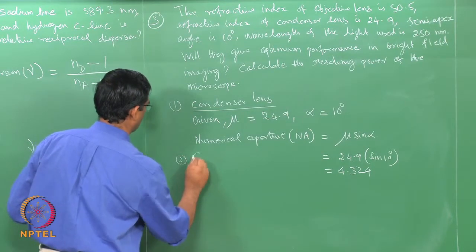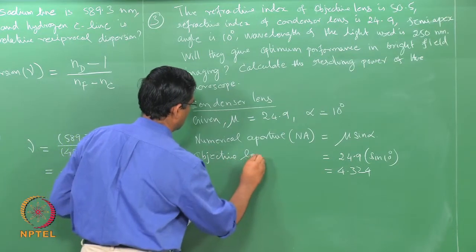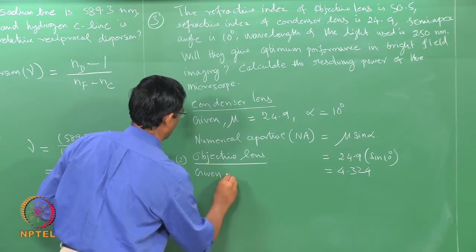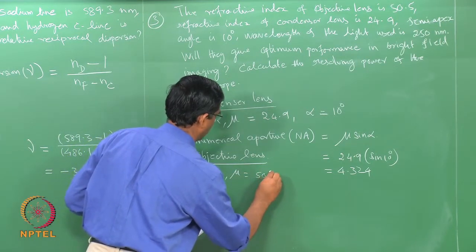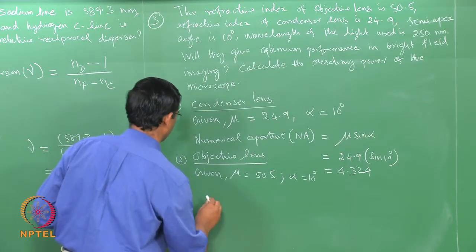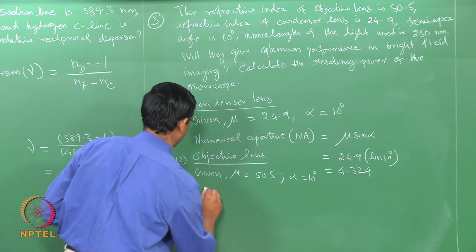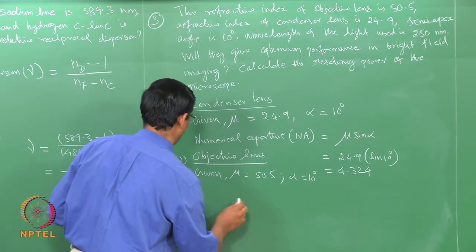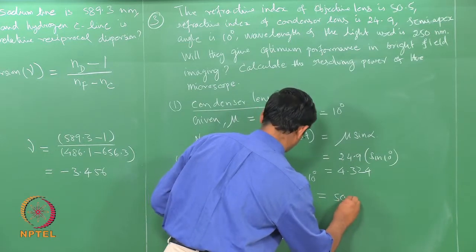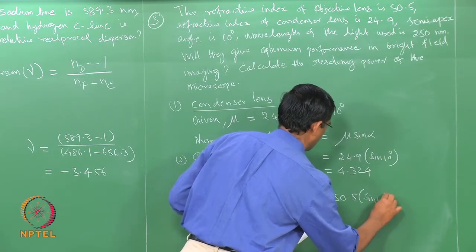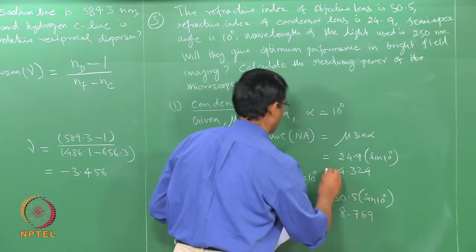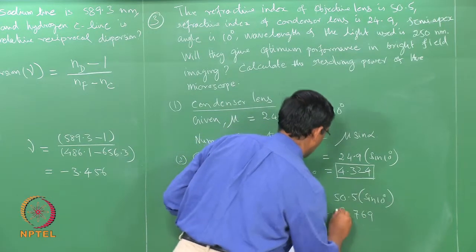So we will see for objective lens. Given mu equal to 50.5, alpha equal to 10 degree, and the mu of objective lens, we directly substitute here 50.5 sine 10 degree, you will have 8.769. So you have this for condenser, you have this for objective numerical aperture.